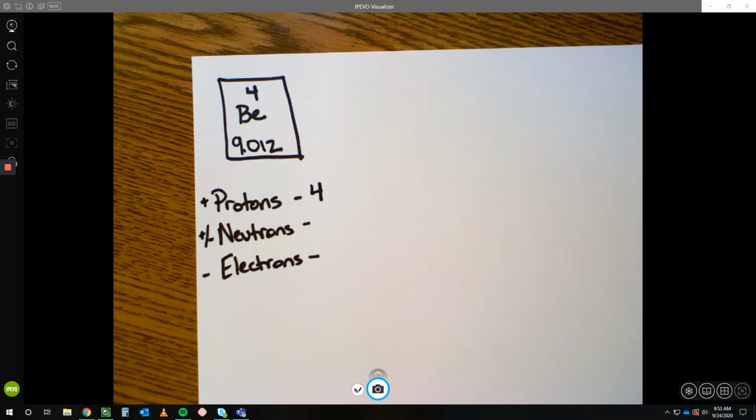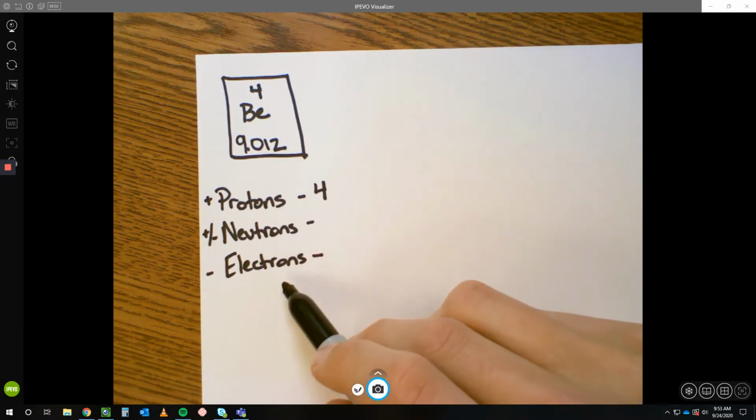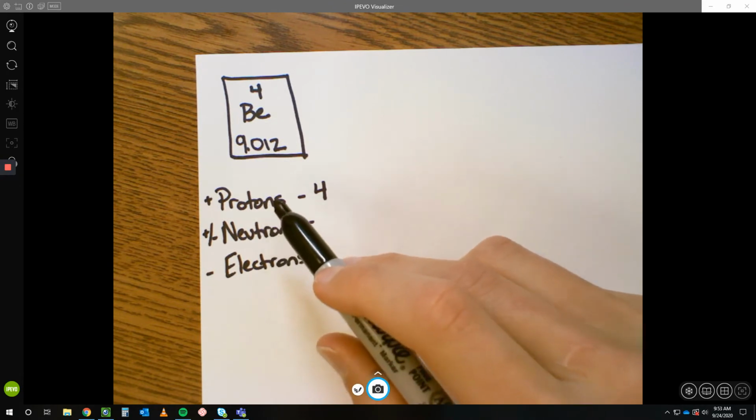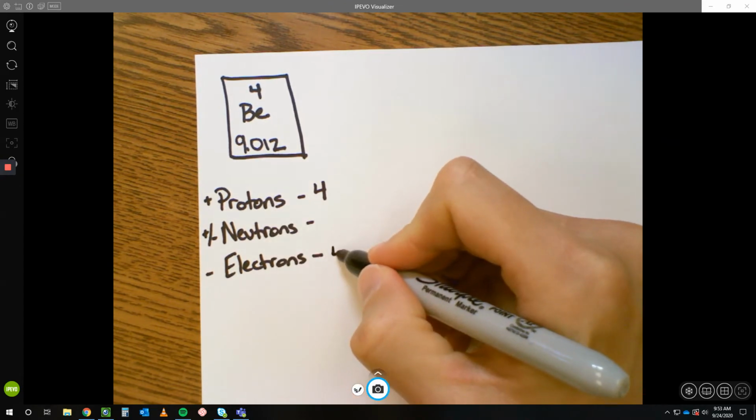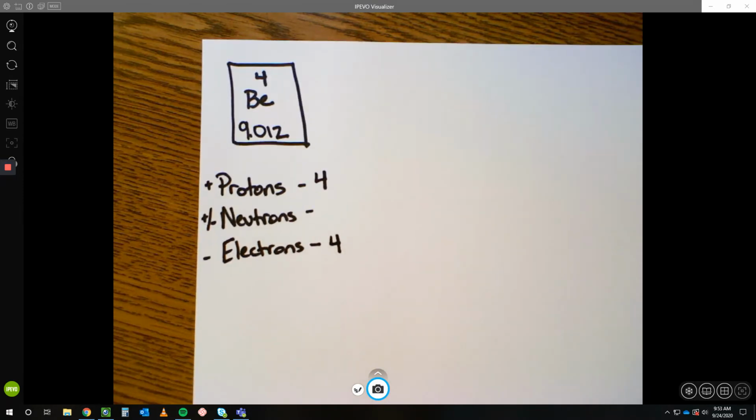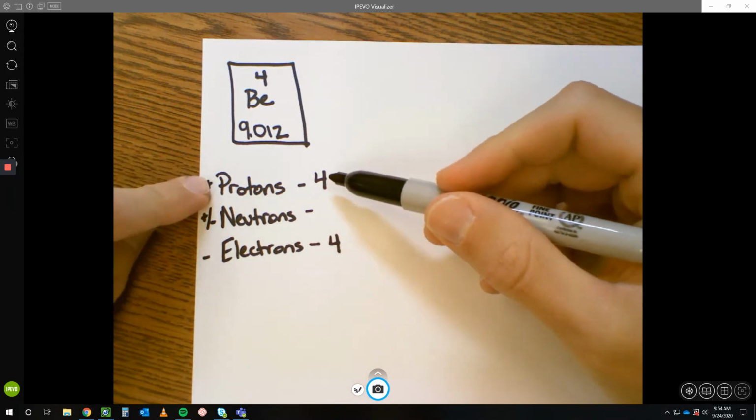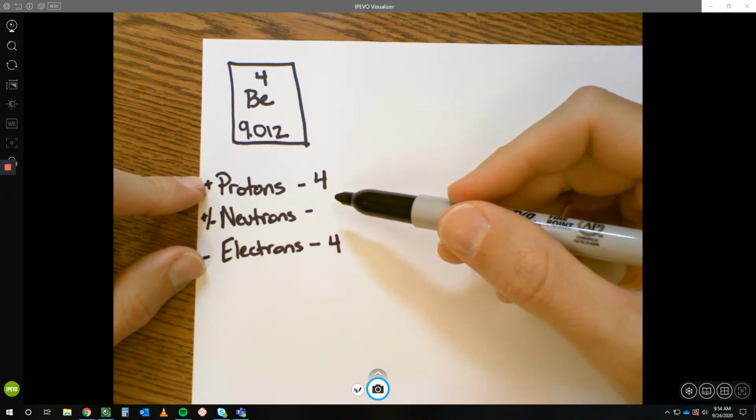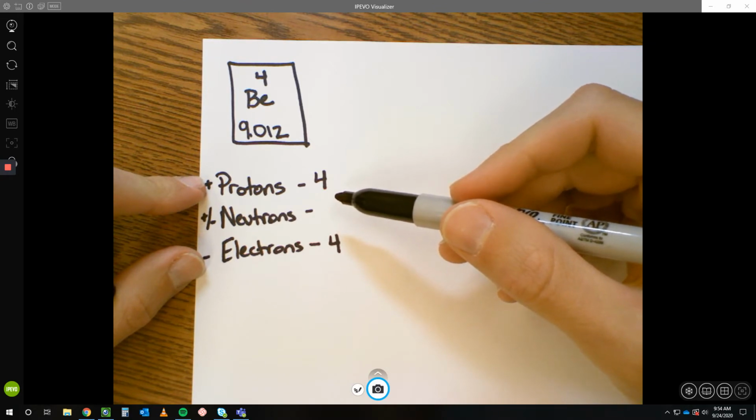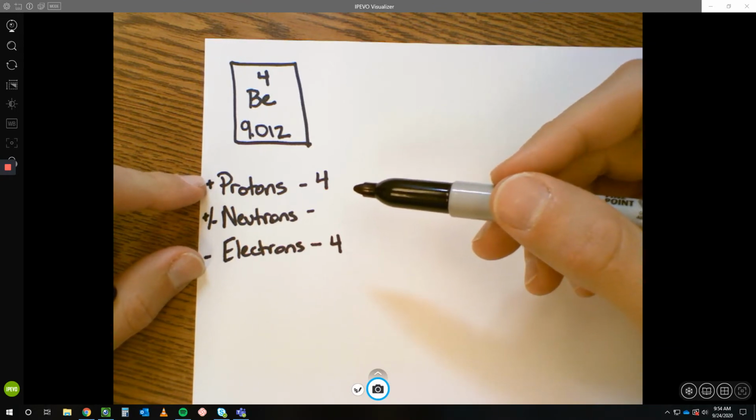Now, in 8th grade science, we're not going to go anything beyond saying that electrons are equal to the number of protons. Later on in high school and college, you will find out that electrons change. That number can change. But in 8th grade, we're always going to say that protons and electrons are equal. So for each positive charge, there's a negative charge, so we end up with a neutral atom. We don't have an atom that has more positive charges than negative charges.